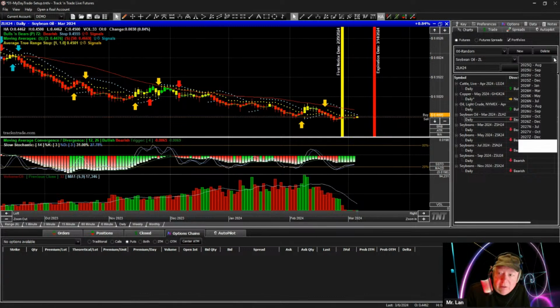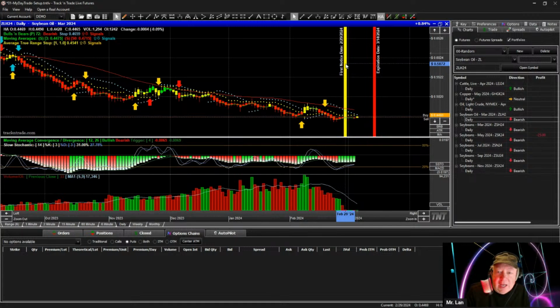And that one's expiring, so we don't want that one. What do you mean it's expiring? Well, look at this. See this big yellow line? That says, get out. Don't own any market that's got the big yellow line. Get out. This one means expiring. That means that they're going to deliver some soybean oil to you if you own it. Or if you sold it and went short, you're going to have to deliver some soybean oil. Remember, this is a physical market.